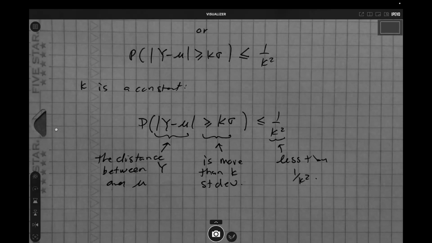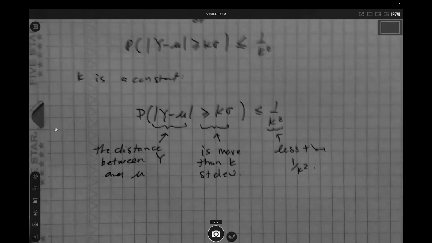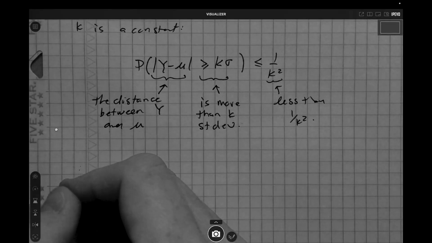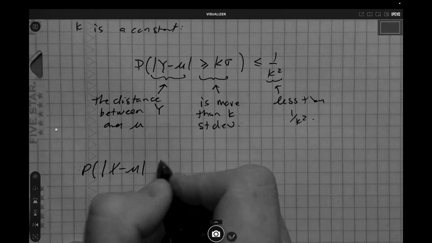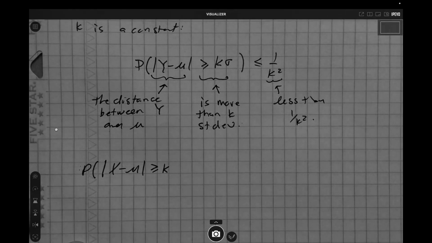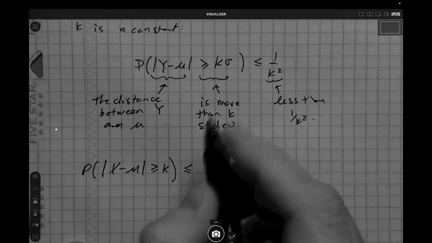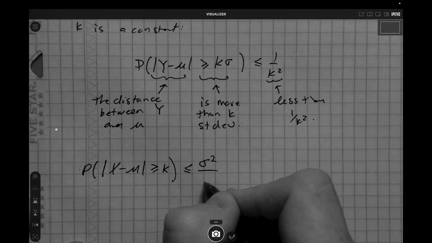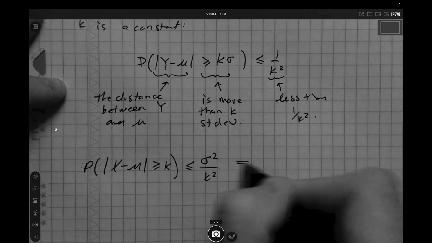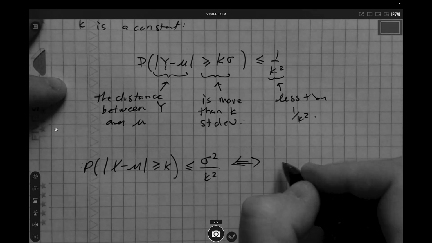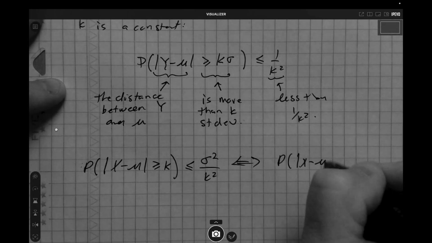And so this is, as I said, based on a slightly simpler inequality. I don't know if it's simpler, but a different inequality. And that inequality is frequently referred to as Chebyshev's inequality. And it just says that the probability that |X minus mu| is greater than or equal to k is less than or equal to sigma squared over k squared. Okay. And just to show you where this derivation comes from, let's replace all the k's with c's so I can do a proper substitution here.